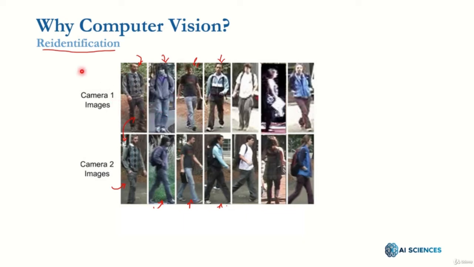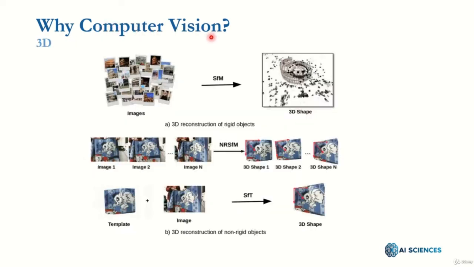Not a big deal. But this re-identification at the end of the day requires a lot of images or videos to be processed by computer vision techniques. So last but not the least here, if we have a lot of images of a 3D structure, and if we want to build a 3D structure from the images, again, computer vision will be helpful. Not just for rigid structures, but also for non-rigid structures, the structures that are changing over time.